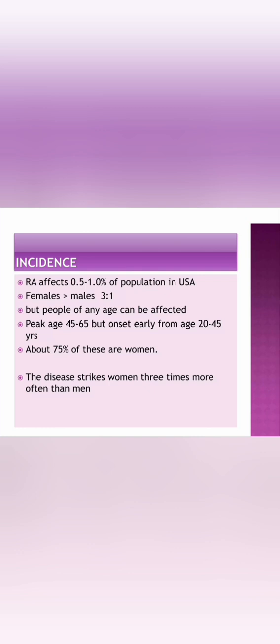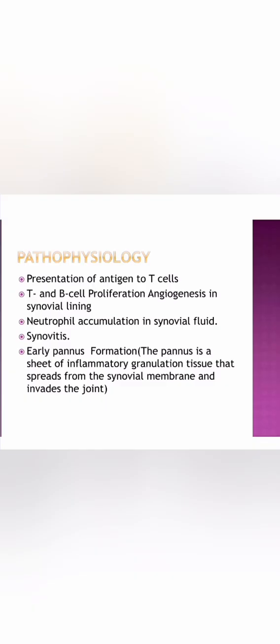Next, incidence. Rheumatoid arthritis affects 0.5 to 1.0% of the population in the USA. Females are at more risk compared to males. Any age can be affected, but the peak age is about 45 to 65. About 70% of those affected are women; the disease strikes women 3 times more than men.